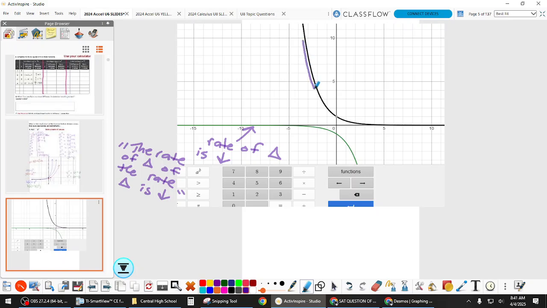What is this one doing? Well, it's super negative here. Then it's less negative, less negative, less negative, almost 0. So its rate of change is what? Increasing.